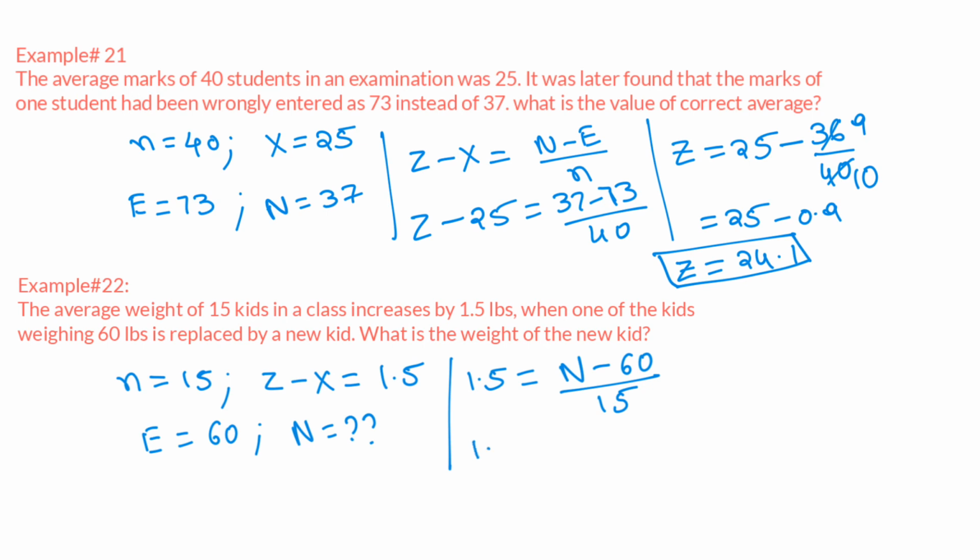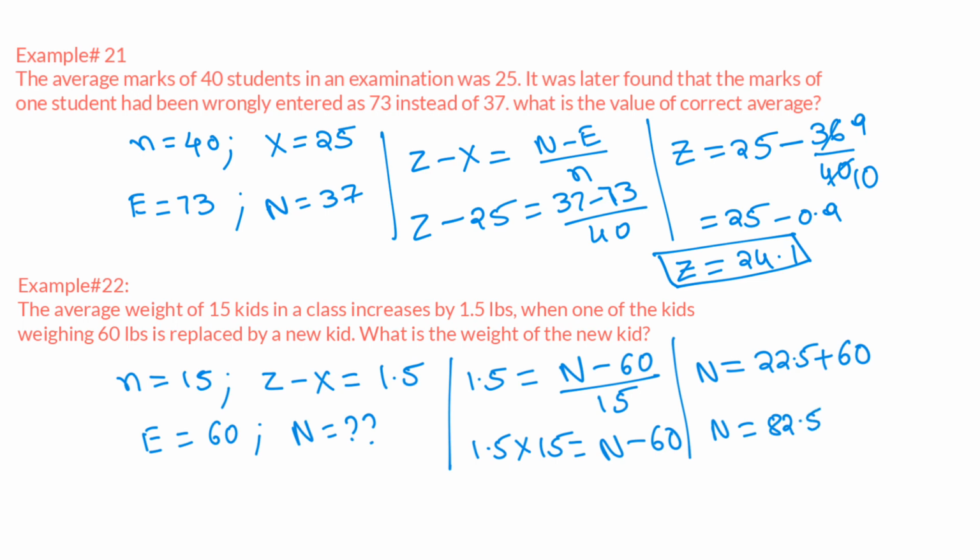1.5 multiplied with 15 is equal to n minus 60. So the new kid weight n is equal to 1.5 times 15, that is 22.5 plus 60. So that value is 82.5 pounds.